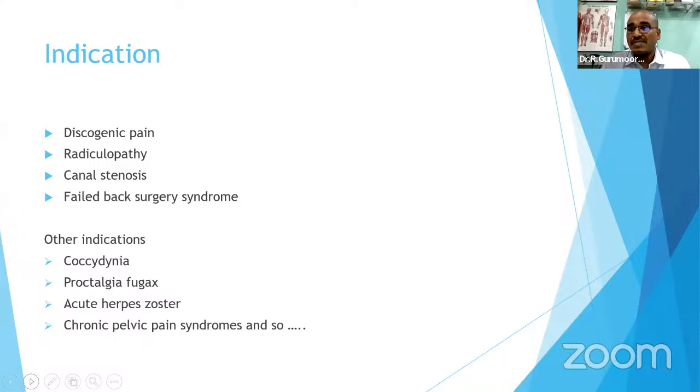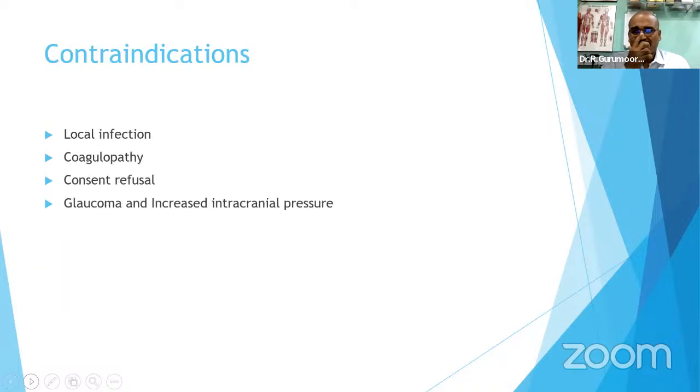The most common one will be radiculopathy, because the results will be far better if you do it in radiculopathy. Other indications include coccydynia, proctalgia fugax, acute herpes zoster, chronic pelvic pain, and so on. You can try, but you have to do it as a reserve procedure. You just cannot say, okay, I will try epidural steroid in this patient. You have to try everything, and if everything fails, then you can try epidural steroid in these patients. What are the contraindications? As anesthesiologists, we already know. So what are the contraindications?